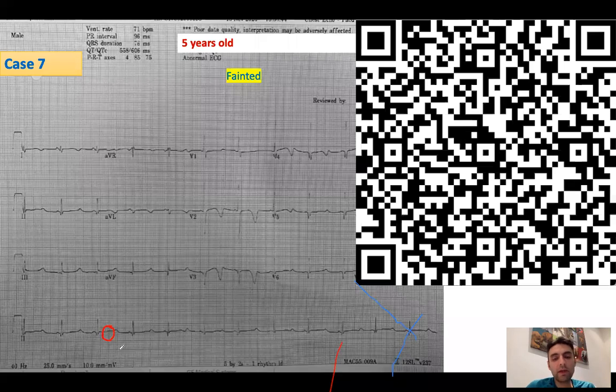Okay, so that's a 5 years old kid whose sister has long QT syndrome, and she was on Nadolol. He was never screened because the family are just a little bit reluctant to screen their kids. But he fainted, and finally they did show up in clinic, and then this was his ECG.